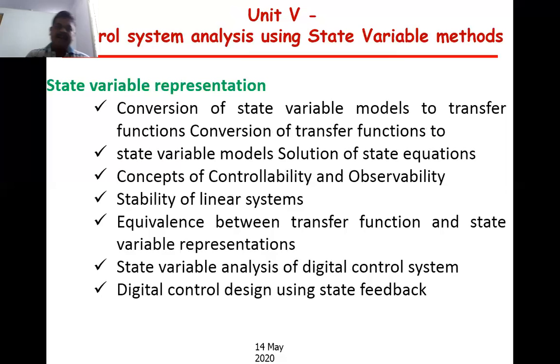And the fifth unit is control systems using state variable methods, state variable representation. We will see the state variable models from the transfer function, conversion of transfer functions, state variable models, and solution of the state equation. What is the concept of controllability and observability? It is a very important one. And stability of linear systems. Equivalence between the transfer function and the state variable representation: how you put a state variable model for that particular transfer function. State variable analysis and digital control system. You will design a digital control system using state variables.